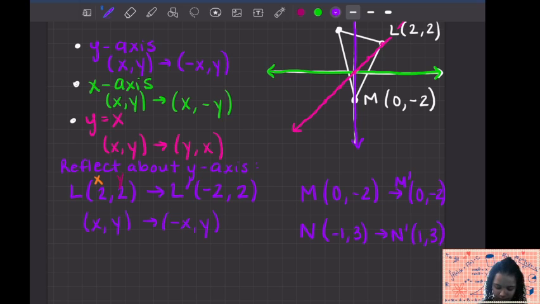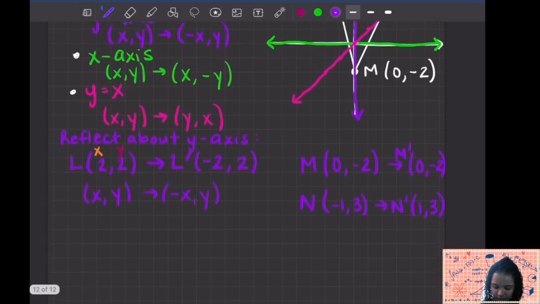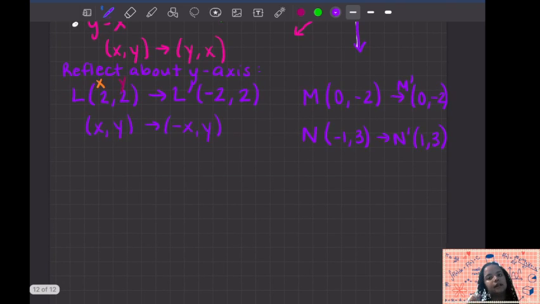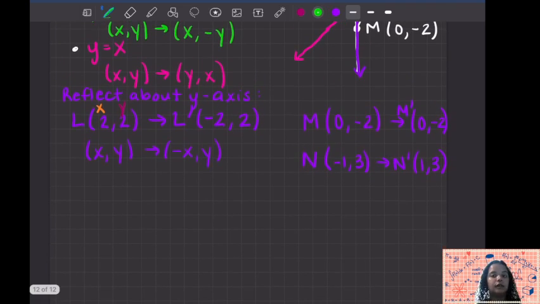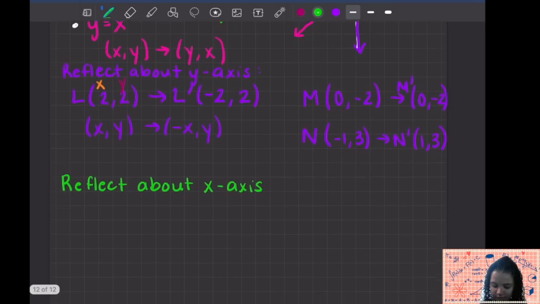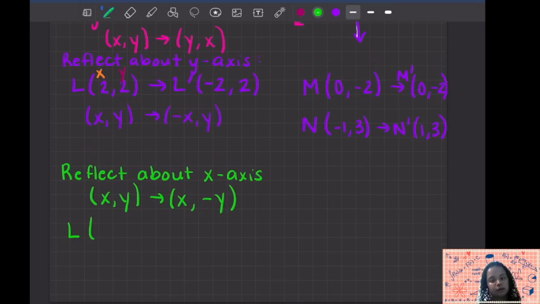If I reflect about the x-axis, it's the same idea. The only difference is instead of changing the sign of x, now you're going to be changing the sign of y. So now x stays the same and you change the sign of y, okay? L is at (2, 2), which means the pre-image is at (2, 2), the image is going to be at (2, -2). All I did was change the sign of y.